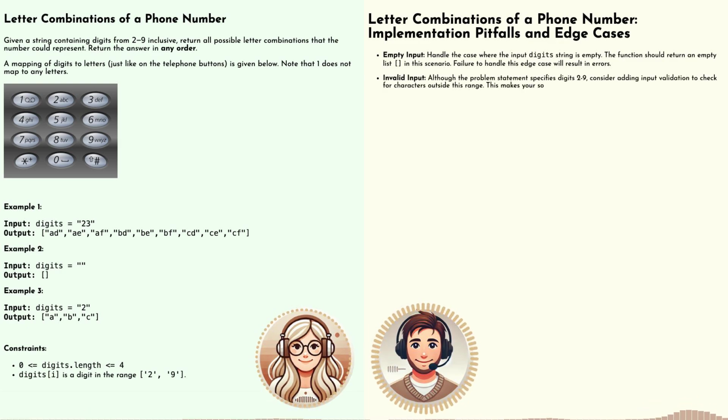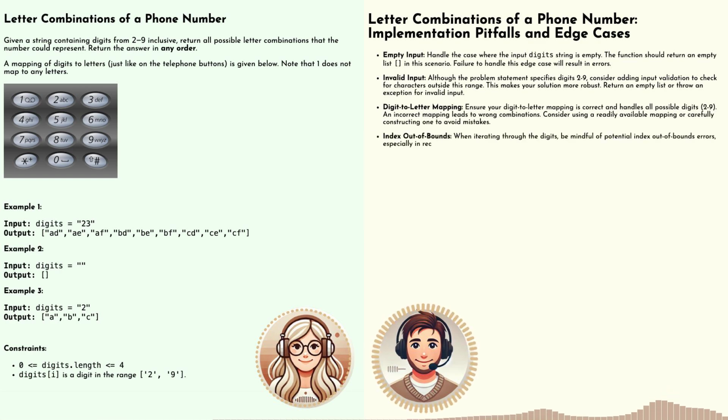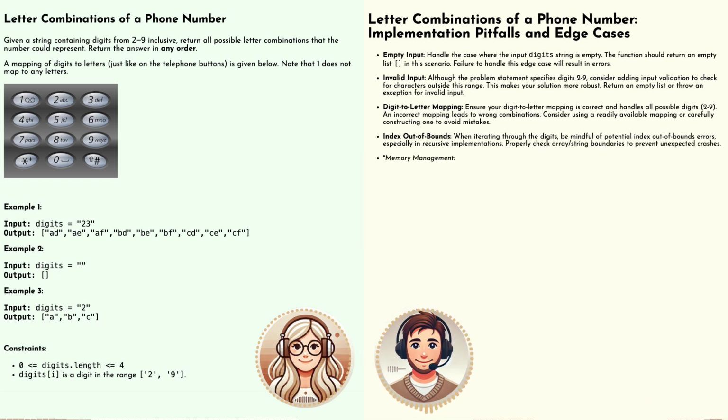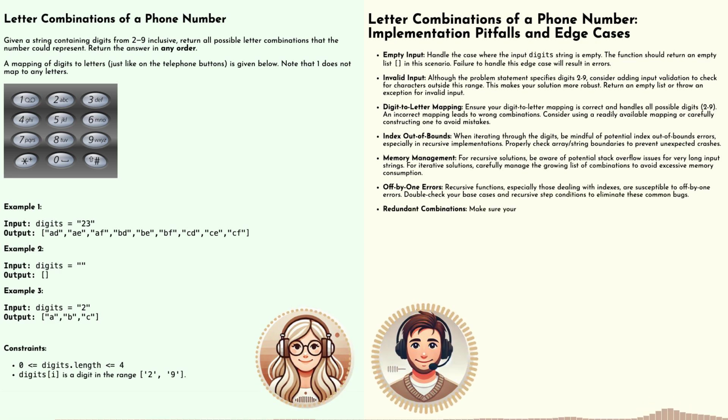So we've got two solid approaches, backtracking and iteration, and both can crack this letter combinations of a phone number problem. But before we declare victory, I think it's important to address some common pitfalls that people might stumble upon when implementing these solutions. What are your thoughts? Absolutely. Understanding these potential pitfalls can save a lot of headaches down the road. Let's start with backtracking. What are some things people might trip over when trying to implement this approach?